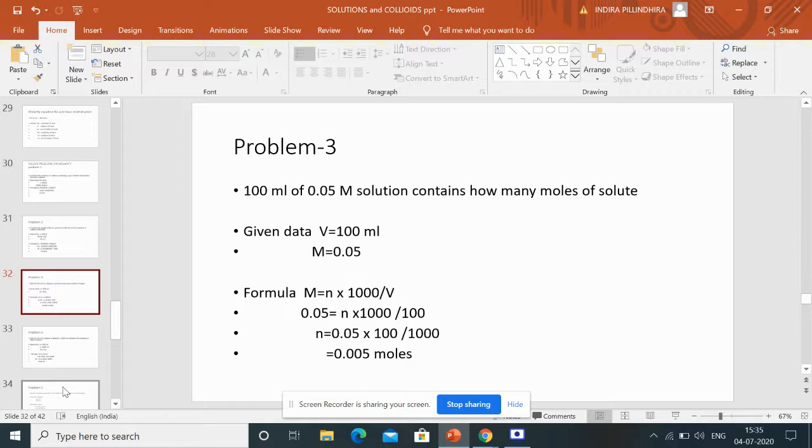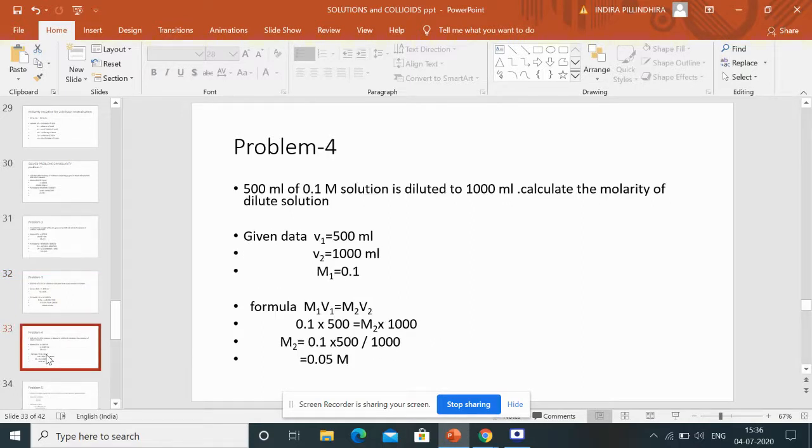And because the volume here is in ml, we should write M is equal to n into 1000 by V, because we are converting that into ml. Okay, so substitute: 0.05 is equal to n into 1000 by V, that is 100 ml. So when we substitute, we'll get 0.005 moles. Okay, so this is the third type of the problem. Now we will move to the next type of the problem, problem number 4.